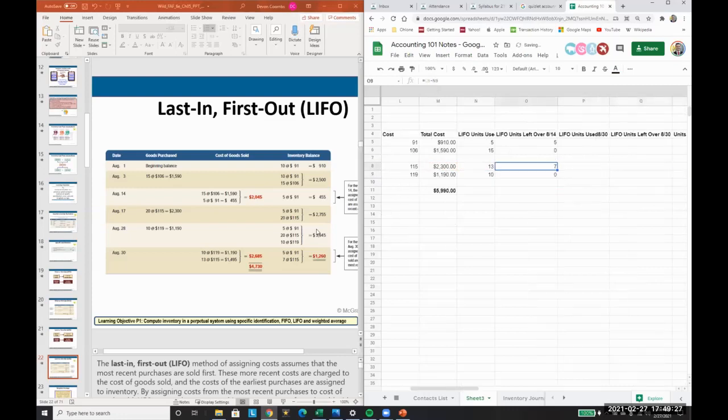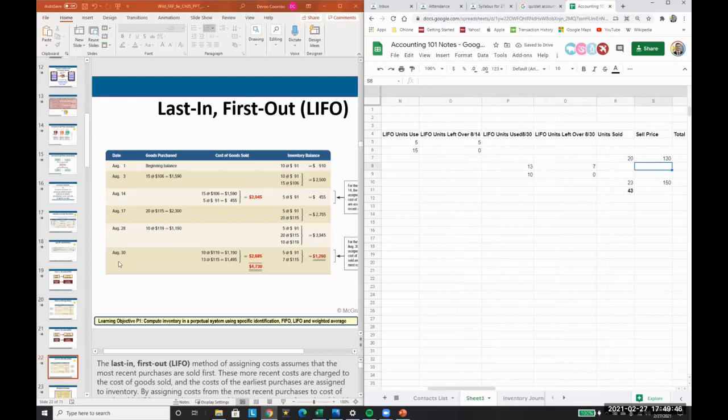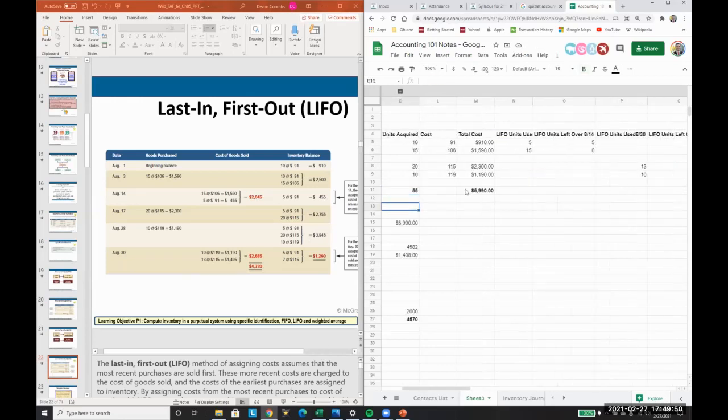Now you see what's different here. Since it's on a rolling basis, we still have 5 left over at $91. Right, so we're in theory saying that we never sold this $91 amount. I'll put that here. And so then we can determine the costs associated with it just by the amount used.